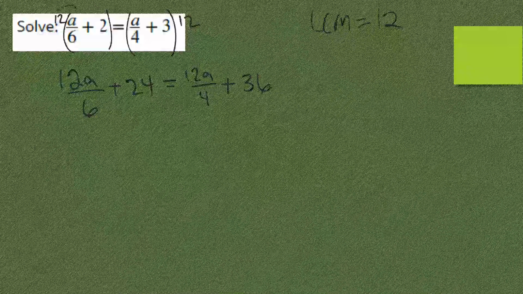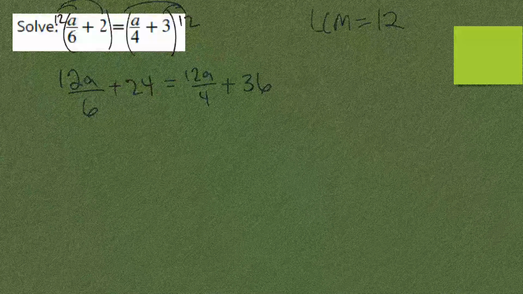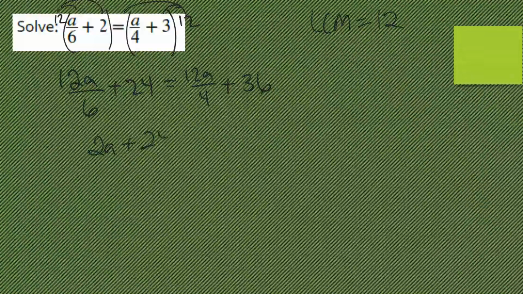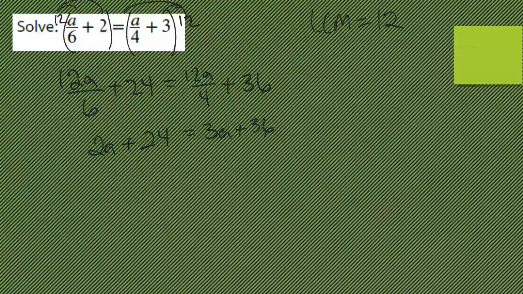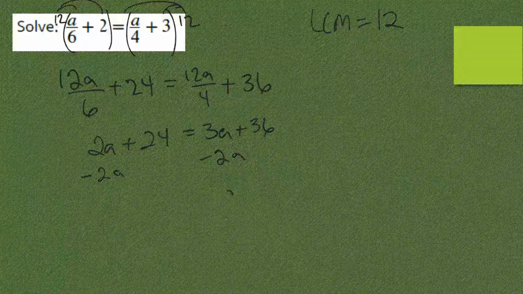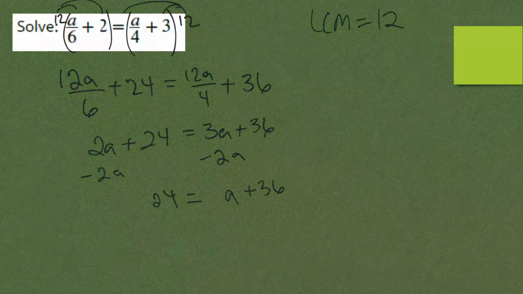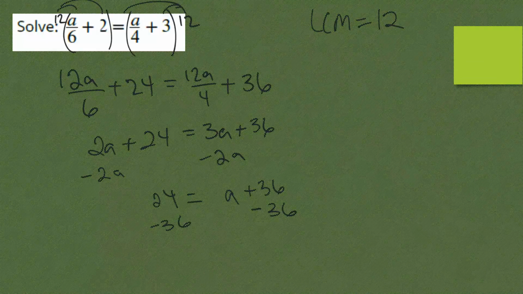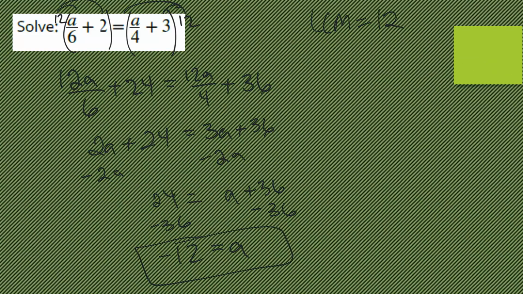So again, just distribute everything, since everything's in parentheses there. Distribute 12 to everything. Simplify fractions. All the variables to one side. I'm going to go this way this time. Keep the variable positive. Then all the constants to the other side. And I get negative 12. That equals negative 12.